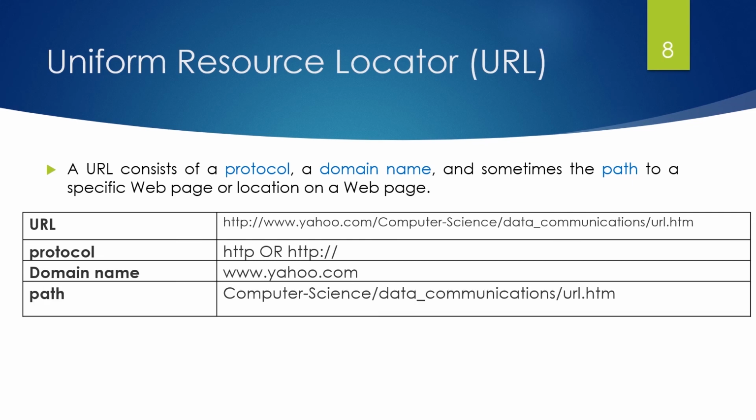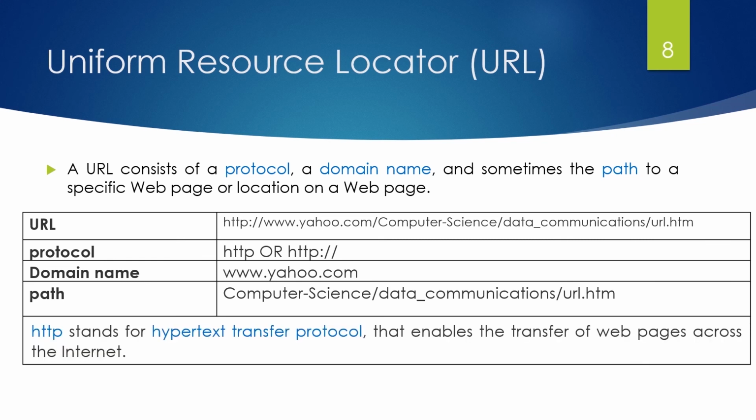In terms of path, we have computer-science/data-communications and so on. So these are the parts of a URL. We have the protocol, the domain name, and the path. The protocol is HTTP, the domain name is www.yahoo.com. If it was another site, for example Google, it would be www.google.com, and so on. And the path is whatever comes afterwards.